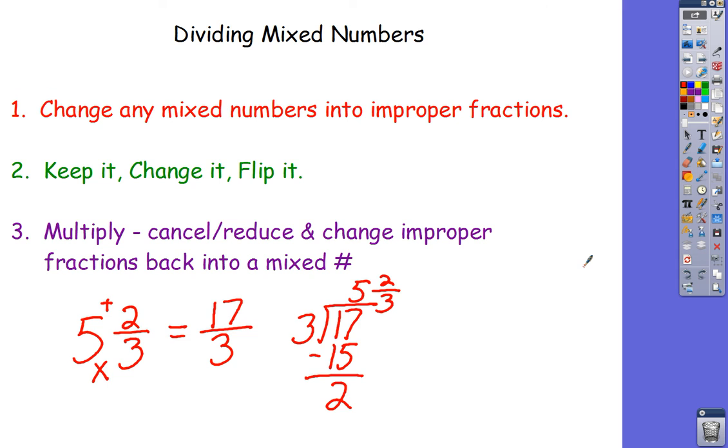Step 3 then is to multiply. So once you've turned your division problem into a multiplication problem, just multiply. Now you may find that you can cancel and reduce as you go. And in the end, you do need to change any improper fractions back into a mixed number.